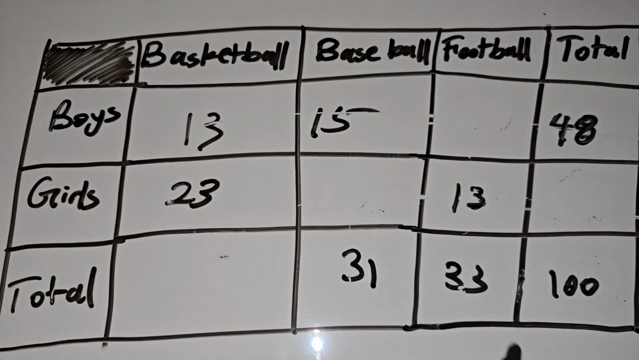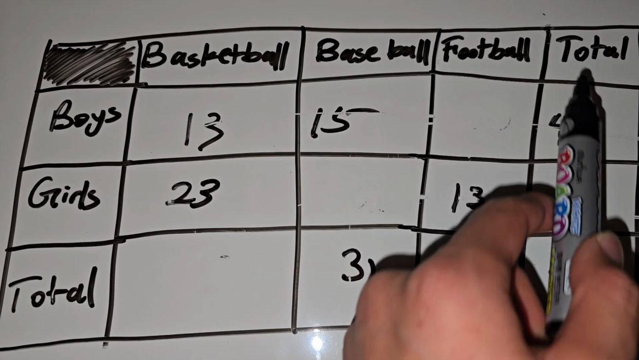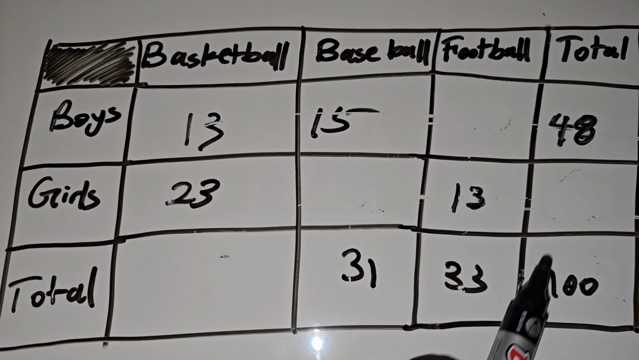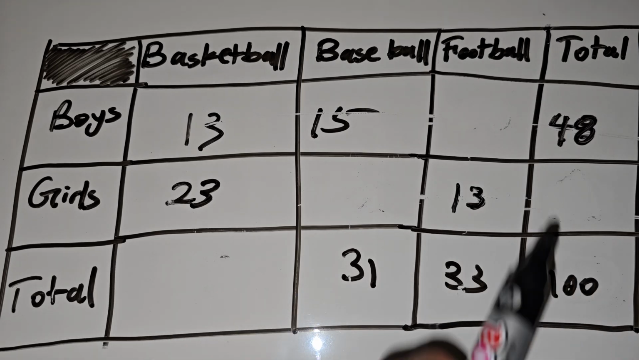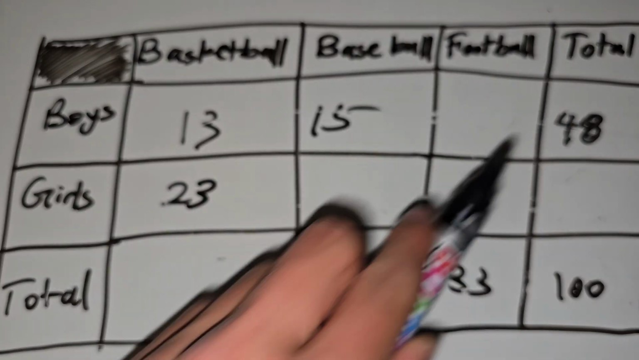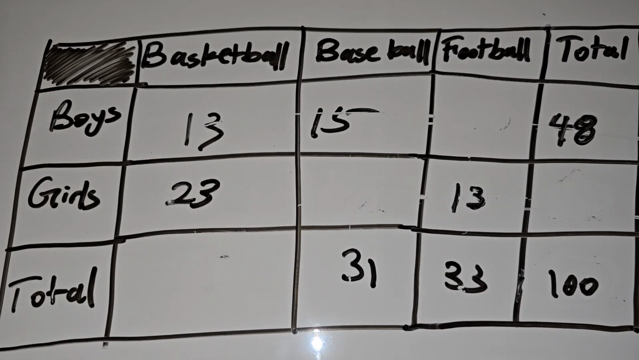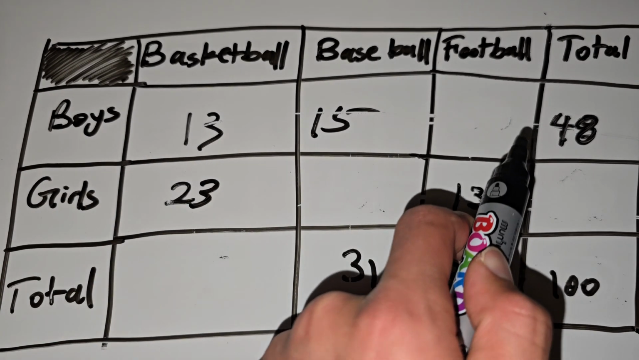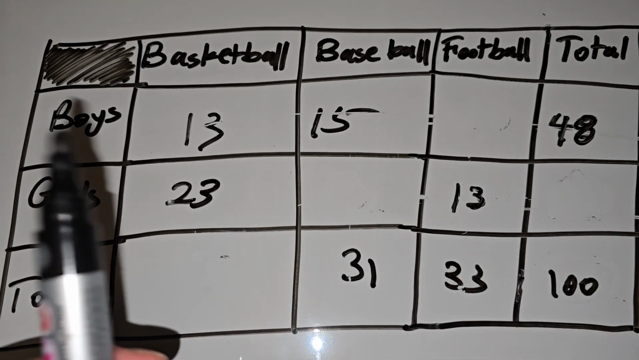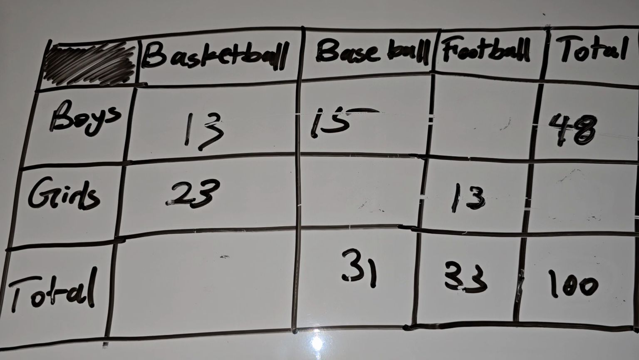many total prefer football. And then the total here is how many boys are there, how many girls are there. So the total right here is the total for both of these. So that would be how many students we are surveying, boys and girls. So there are a total of 48 plus something girls, which would be 100. So 100 boys and girls being surveyed.